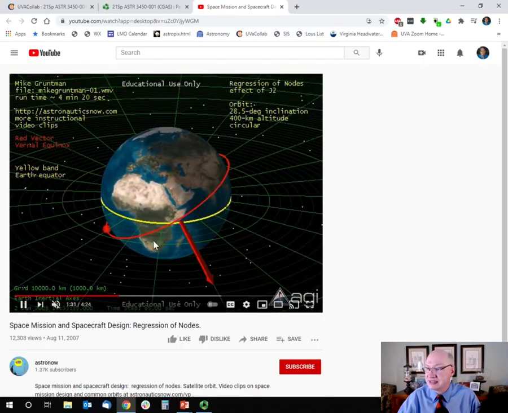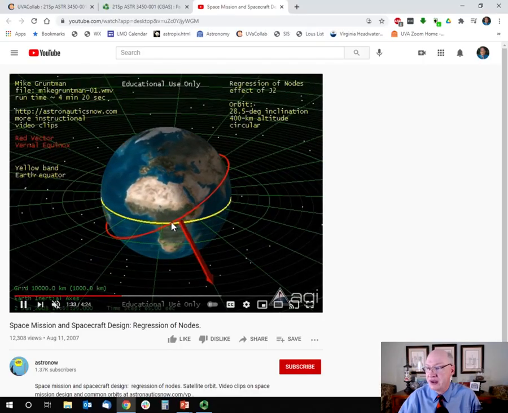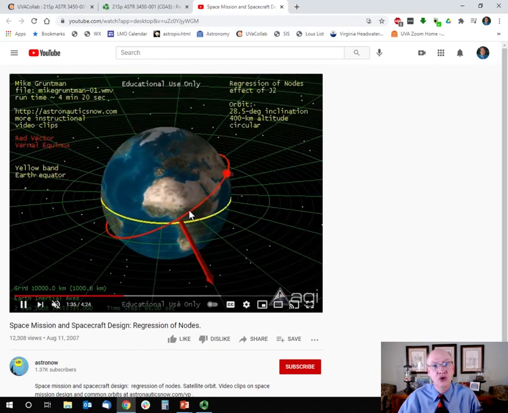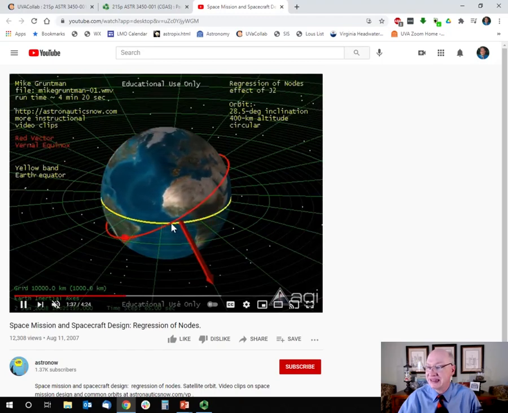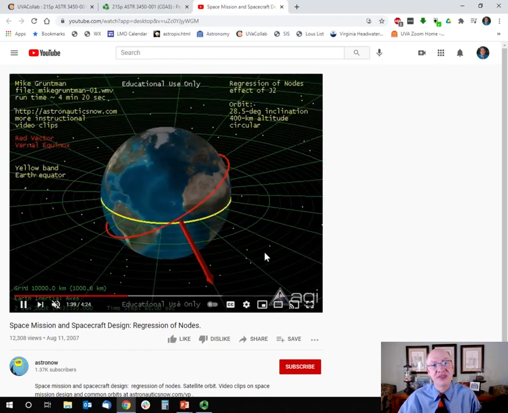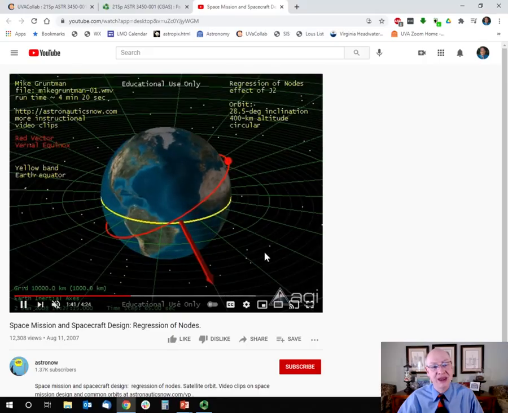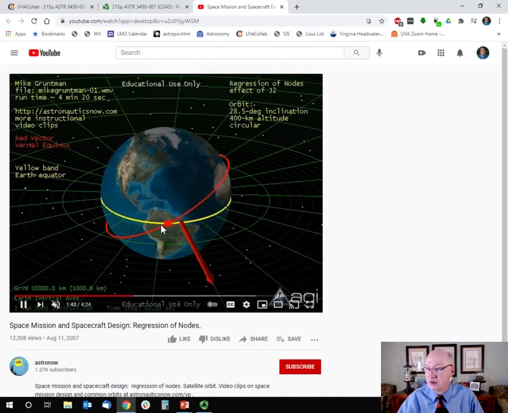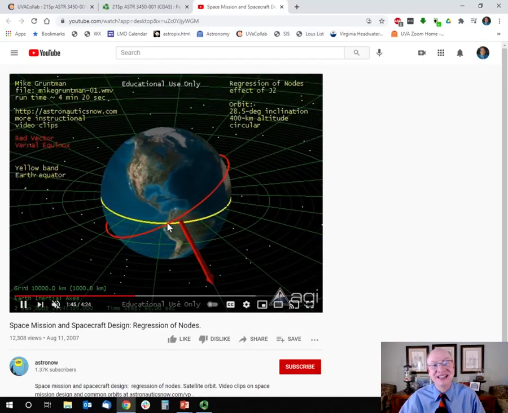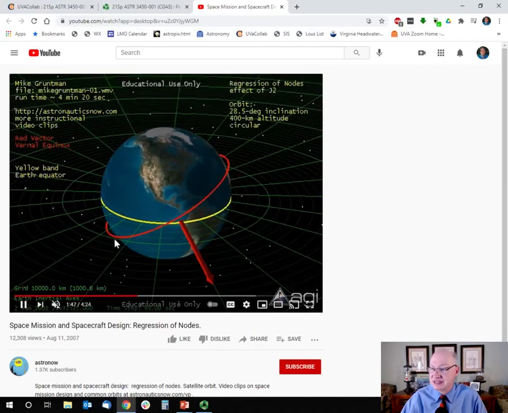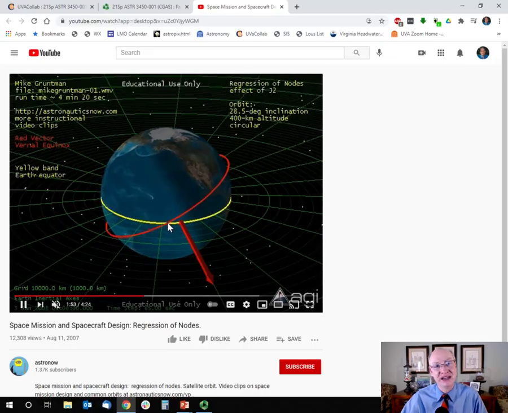The place where the satellite crosses the Earth's equator, going from south of the equator to north of the equator, you'll remember that that point right there is called the ascending node of the orbit. It's the node because that's where the orbit intersects the equator, and it's the ascending node because the satellite is going from south of the equator to north of the equator. Now, what you might notice about that ascending node is that it's not sitting still.